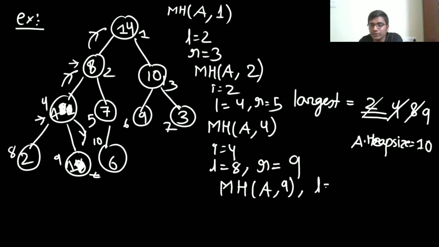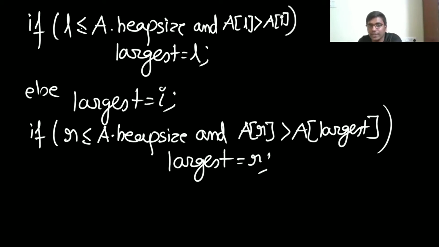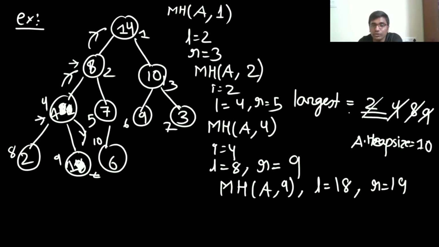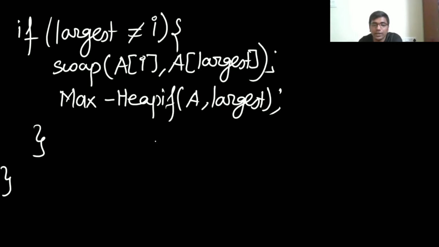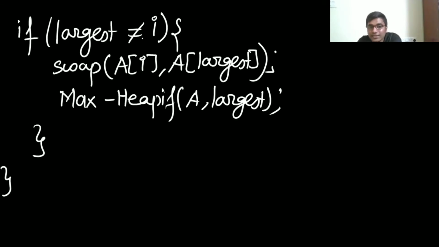Now its left child is 18 and right child is 19. See, Max-Heapify on A and 9, left child is 18. Now see, is the left child 18 smaller than heap size? No, heap size is 10, it is not. Condition false. So now else, largest is going to I, which means the parent is the largest. So largest is going to 9. Okay. Now we will check right is smaller than heap size: no right subtree, so it's not smaller. Now, is largest not equal to I? No, largest is I, which means the element that you have inserted is the largest only. No need to do any swapping.